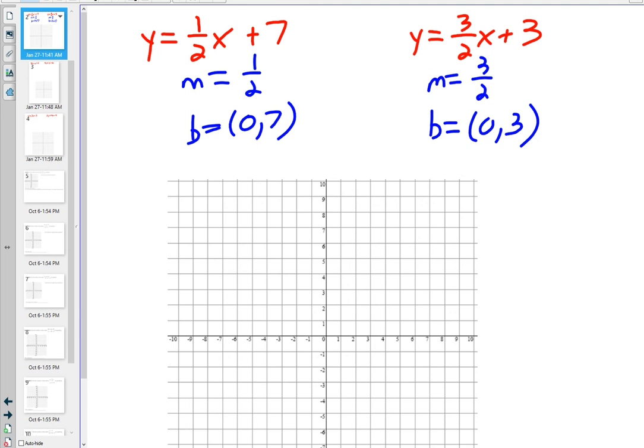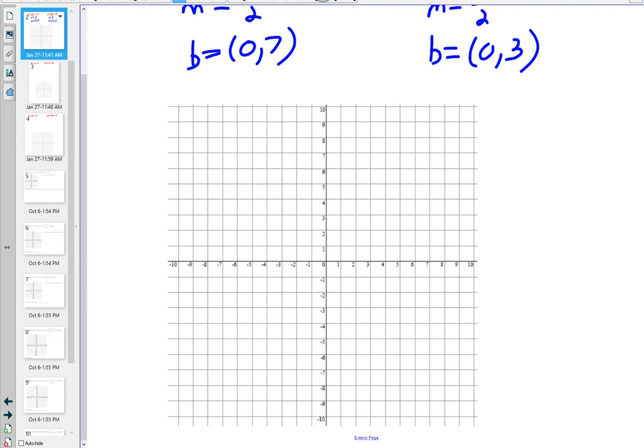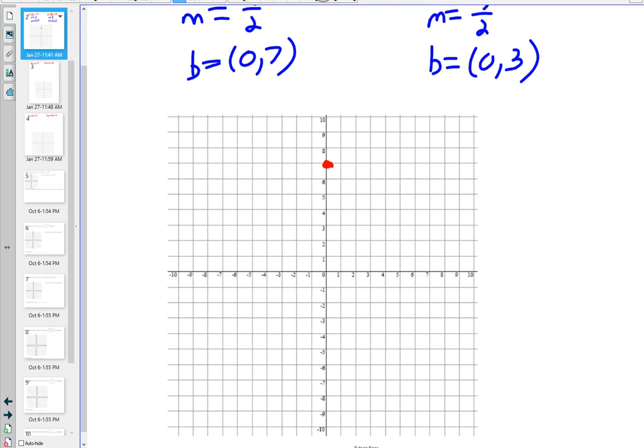Yeah, we're going to have one intersection, which means one solution, and that's going to be because we have different slopes. The two slopes are different. So now, the reason why we're going to graph is so that we can see where that intersection is. First one starts at 0, 7. Slope is 1 over 2. Up 1, right 2, or down 1, left 2. Down 1, left 2. Connect the dots.